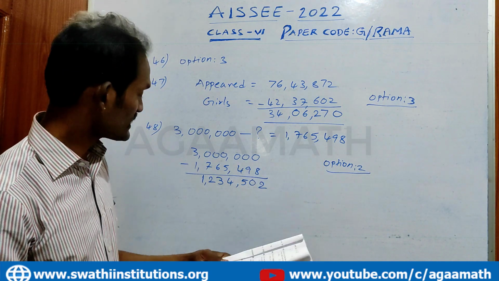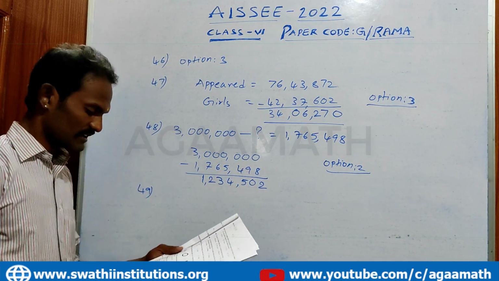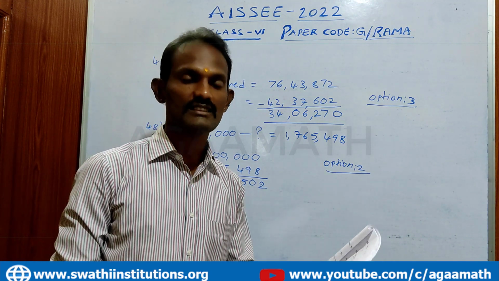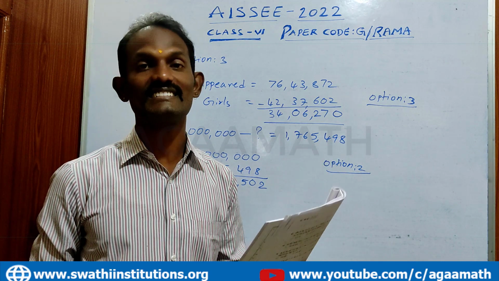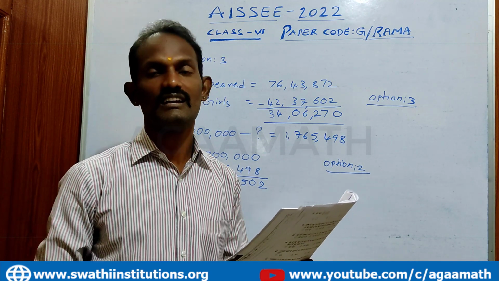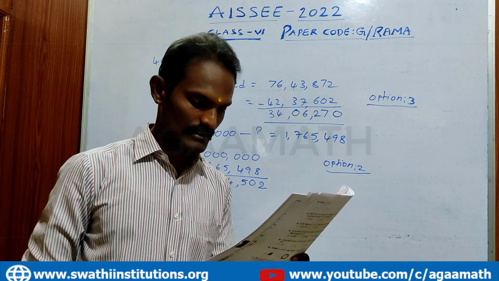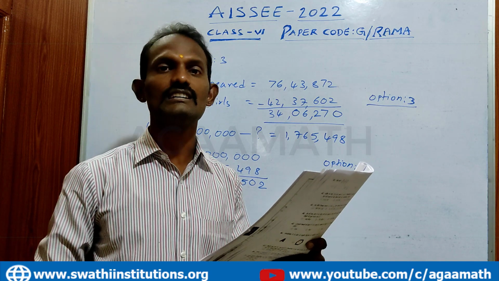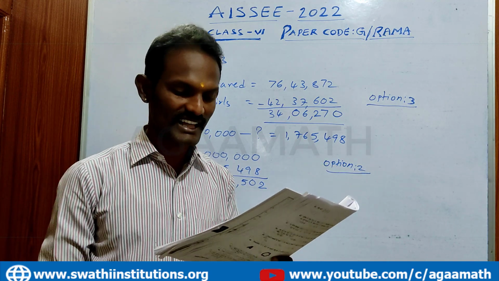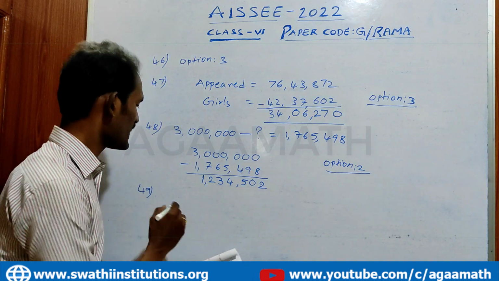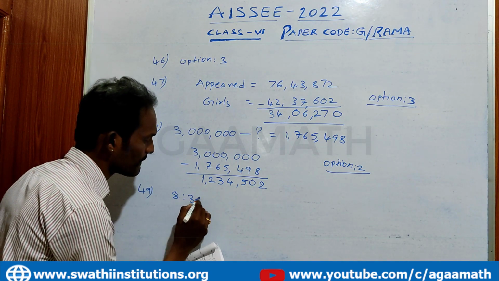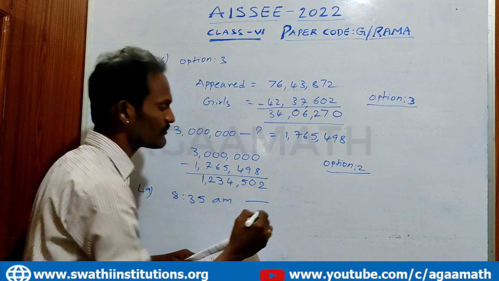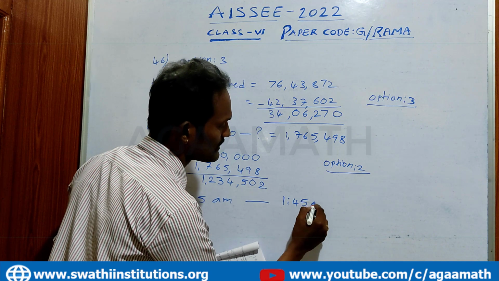Okay. Now the next, 49th question. If the classes for the senior students start every day at 8:35 a.m., which means in the morning at 8:35 the classes begin, and end at 1:45 p.m. with no breaks, find the total duration of the classes. So the classes start at 8:35 a.m. and end at 1:45 p.m. with no breaks.